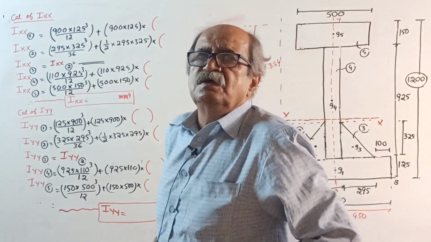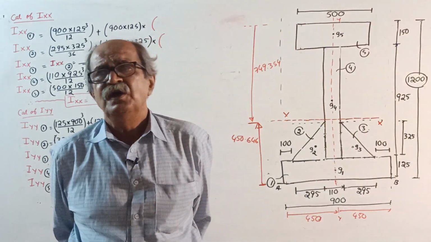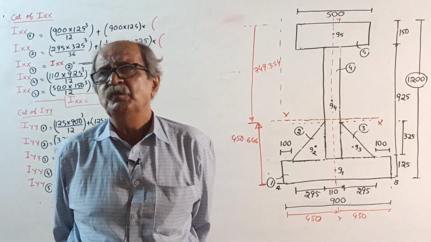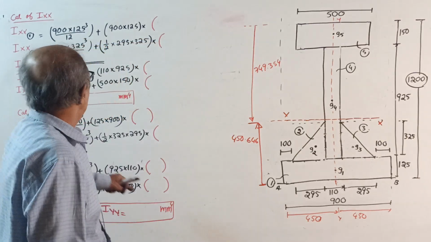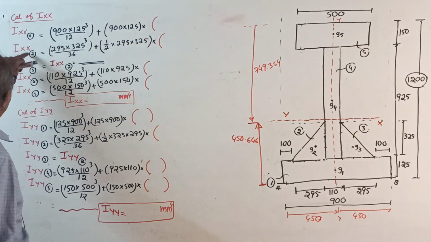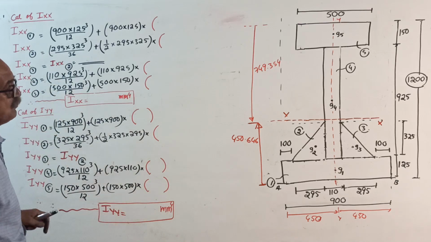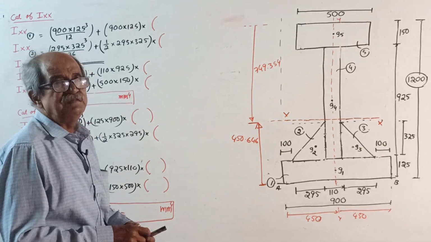Now, start finding the moment of inertia. Perform the usual, that is I about any axis equals Ig plus A h square. Write the statement. I will do it part by part. Ix for 1, 2, 3, 4, 5.